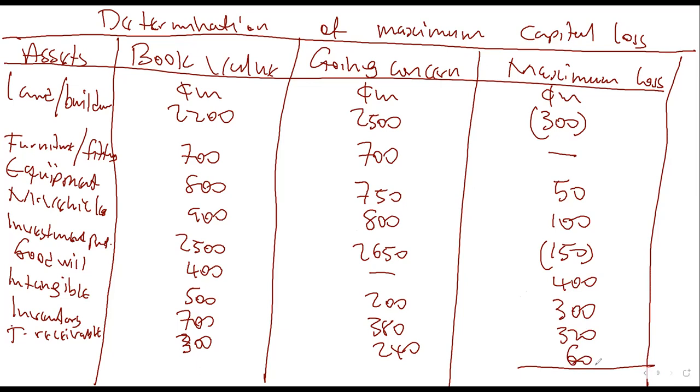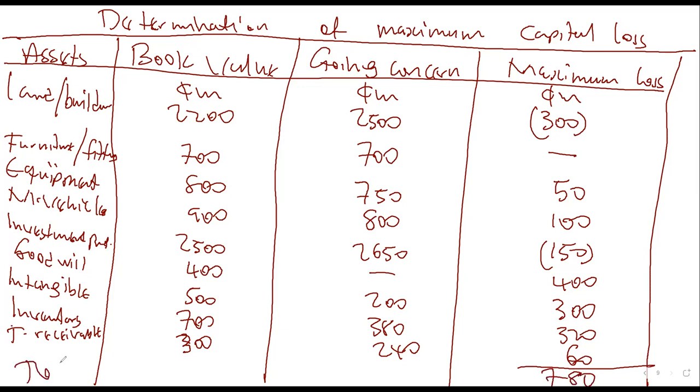Minus 300 plus 150 minus 150 plus 400 plus 300 plus 320 plus 60. So we are getting 780. So total loss from asset is 780.